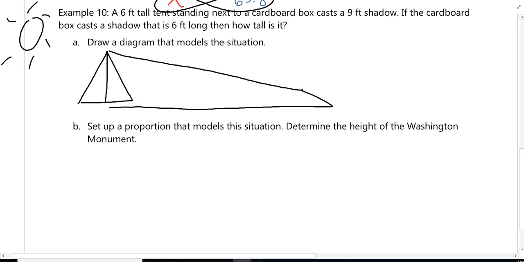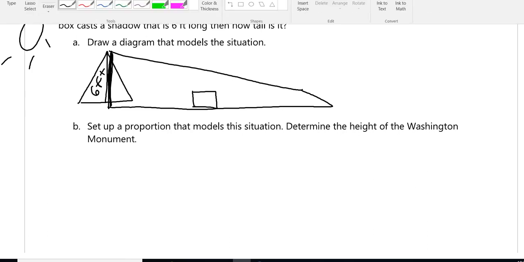And I have a box. This is my box. And some other information. What does it tell me? It tells me that my tent was 6 feet tall. So this height here is going to be 6 feet. It also tells me next to a cardboard box, cast a 9-foot shadow. So my shadow of my tent is 9 feet.